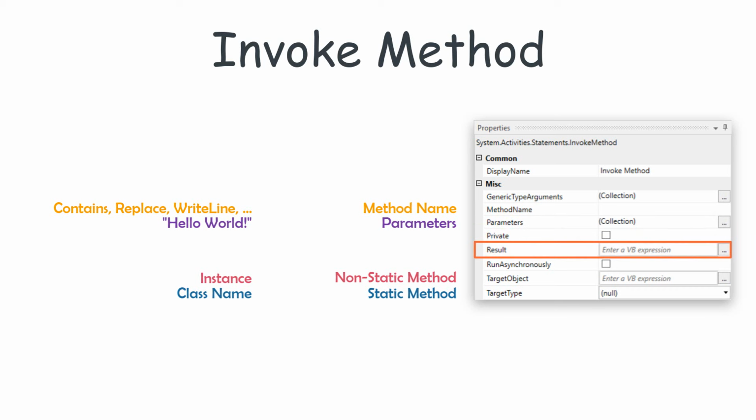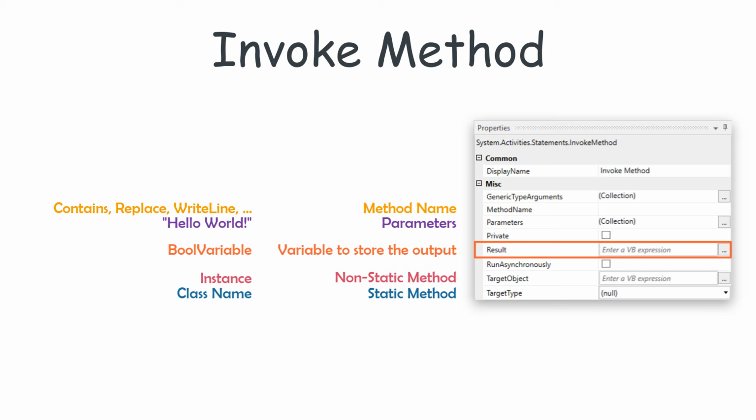The next property is Result. Here we can create a variable to store the output of the method. For example, the method Contains. The output of this method is a Boolean variable. So we can create here a variable of type Boolean. Important to know here, that you can create any variable type here. It depends on the method.